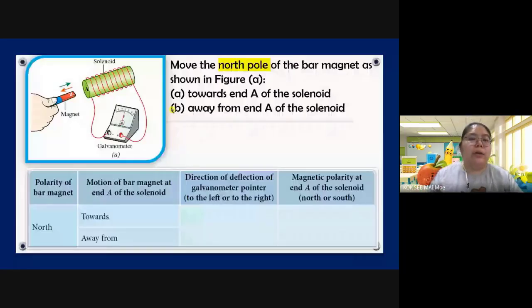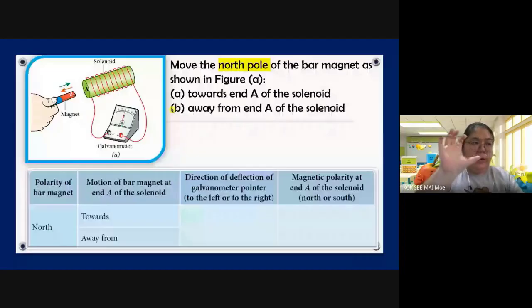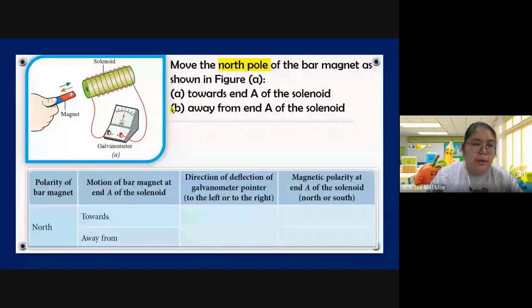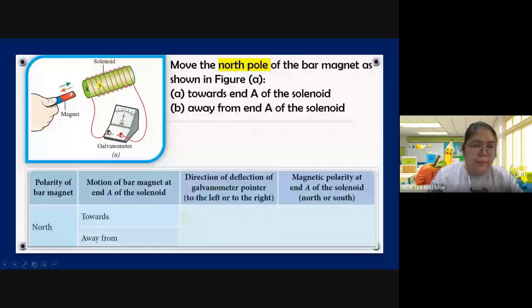If you want to go in, now the question says they want to go in. So from here, if I know A is a north pole, I grip. I point the left-hand side as north, then I grip. When I grip, that means the current goes up. The current goes to the black terminal, then flows out from the red terminal, and flows up. So all the current at the solenoid is up.